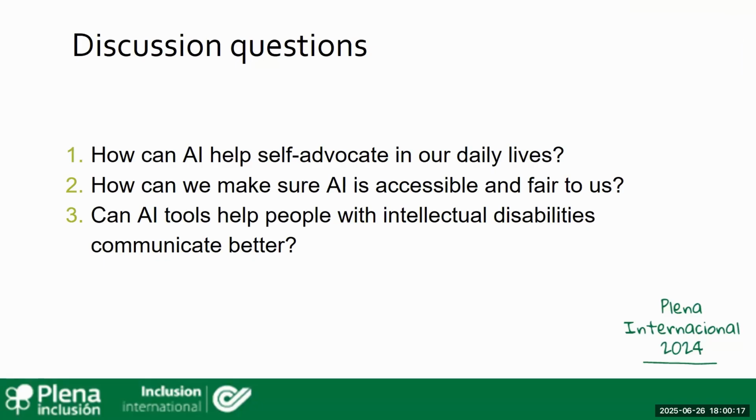Okay. Yeah. We are still on the first question. How can AI help civil advocacy nowadays, right? Anyone? What about the second question? How can we make sure AI is accessible and fair to us?